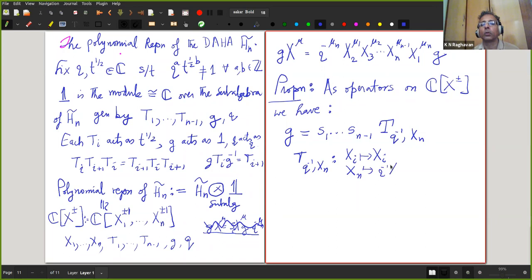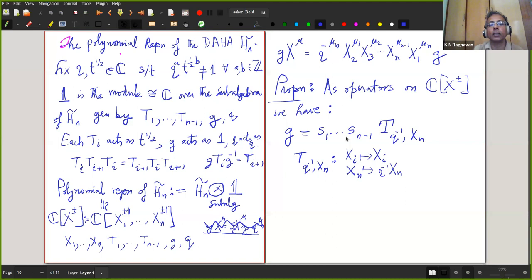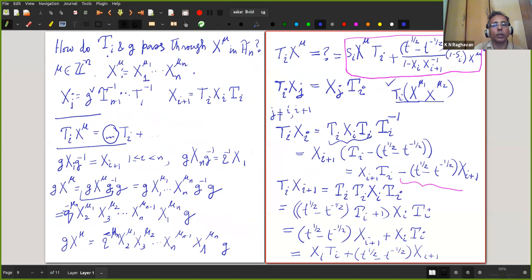It is just that each of the Xi's are eigenvectors for this operator. The eigenvalue of the Xi is 1, and for Xn it is q inverse. That's all. Okay, this is an operator. And s1 through sn minus 1 act on these Xi's by permutation. So this is how G acts. And what is involved in this proof is, again, I will spell it out in the exercises, but really not much more than what is going on here. I hope you are able to see my cursor. We worked this out.